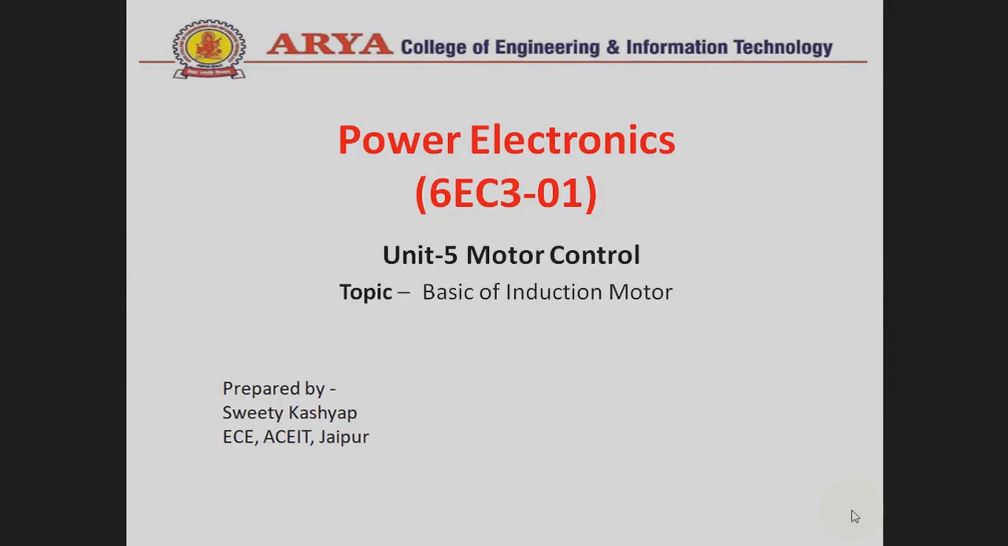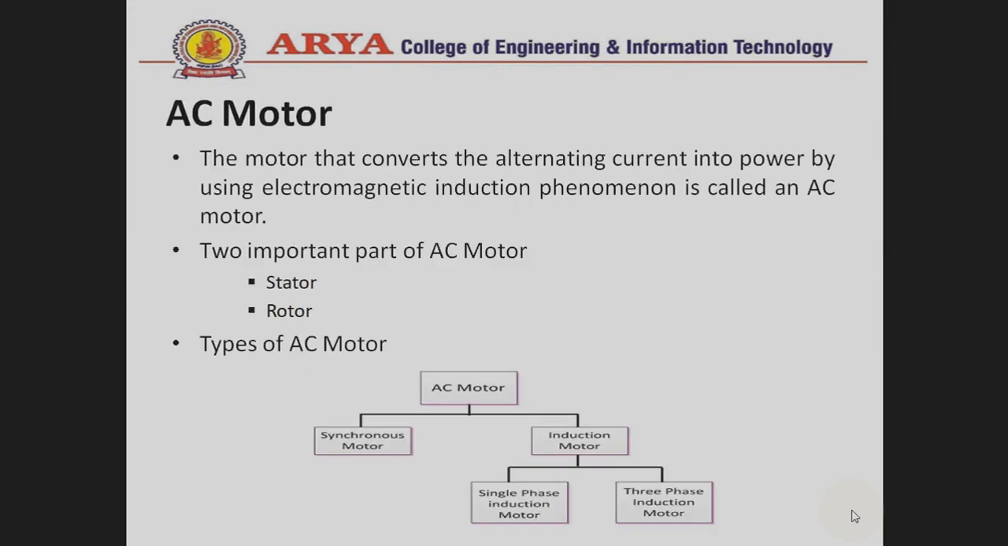Today, we are going to learn about the basics of the induction motor. First of all, we discuss the AC motor, because the induction motor is a type of AC motor. An AC motor basically operates on alternating current and converts electrical energy into mechanical energy. The two important parts of an AC motor are the stator and the rotor. The stator is the stationary part of the AC motor, and the rotor is the rotating part of the motor.